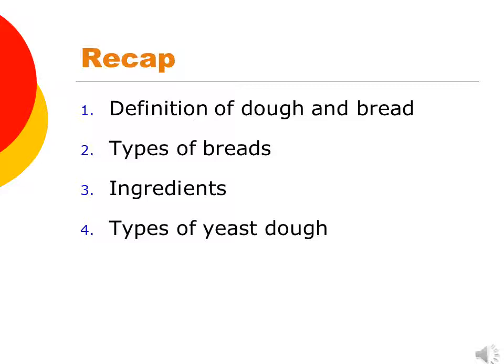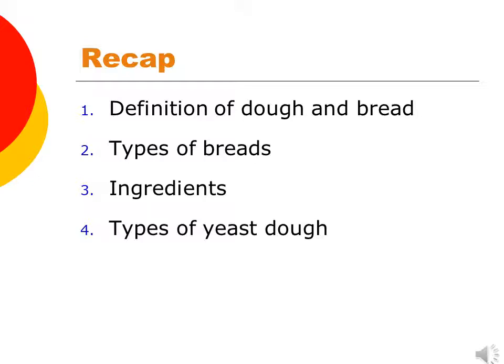Then we saw types of breads. Basically there are two types of breads, leavened breads and unleavened breads. Leavened breads are made by adding yeast or other leavening agent to the dough. Examples are bread roll and sandwich bread. The second one is unleavened breads. These breads are baked from a dough of water and flour with no yeast.